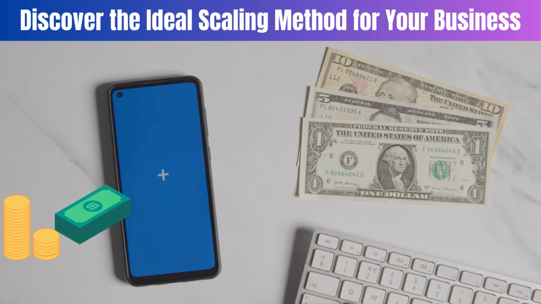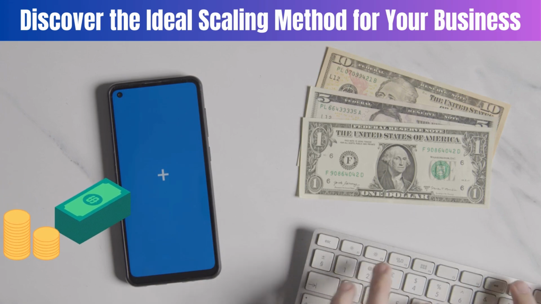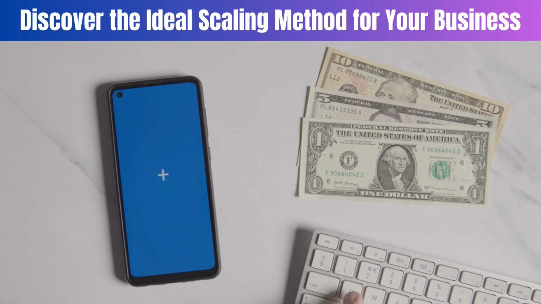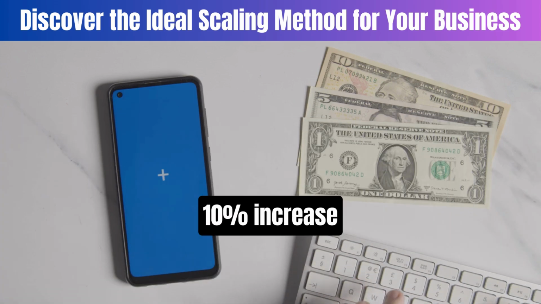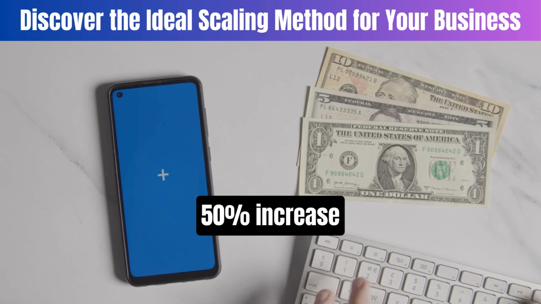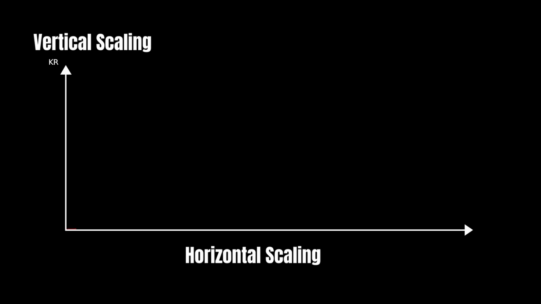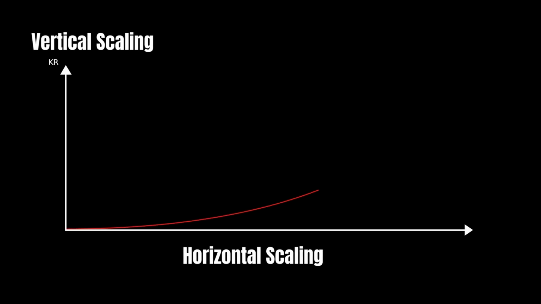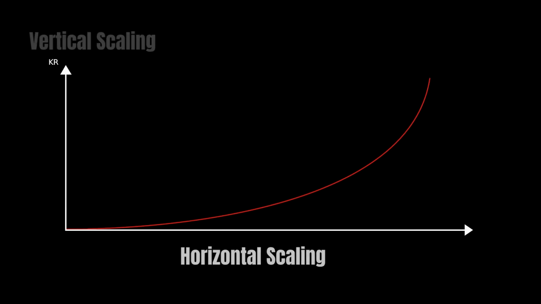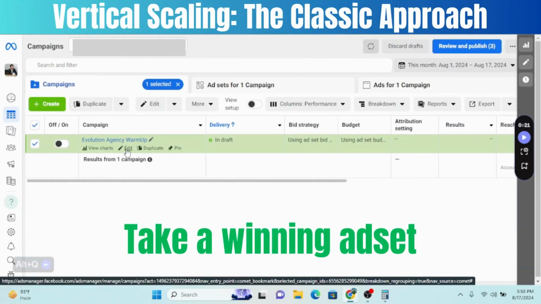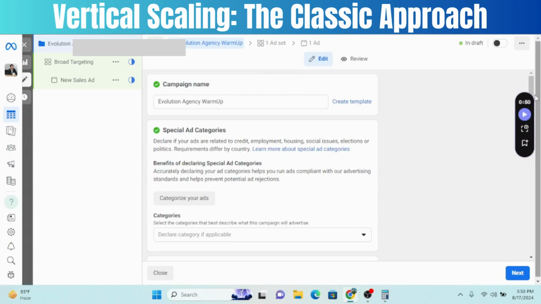Vertical scaling is what usually comes to mind when we talk about scaling Facebook ads. It involves increasing the budget of an already successful campaign or ad set. You've probably heard about the gradual budget increase rules, such as 10% every day or 50% every 2-3 days, and they do have their place. However, it's worth noting that vertical scaling works best with more substantial budgets, ideally for ad accounts spending at least $1K to $3K per day, but fear not, it can still be effective even with smaller budgets.